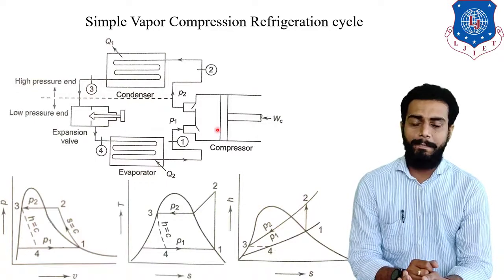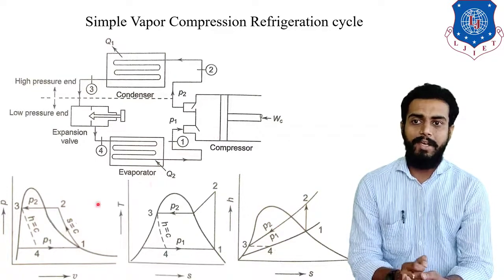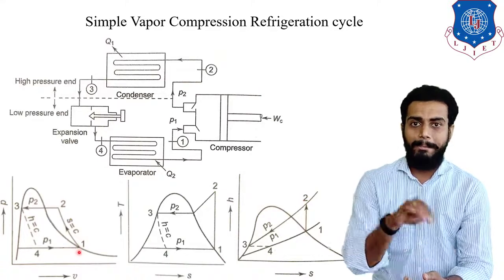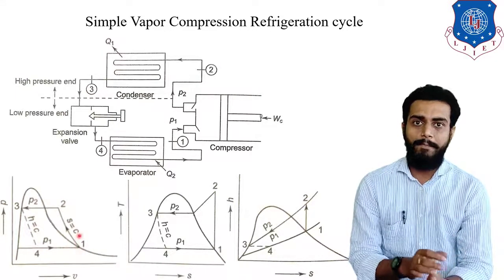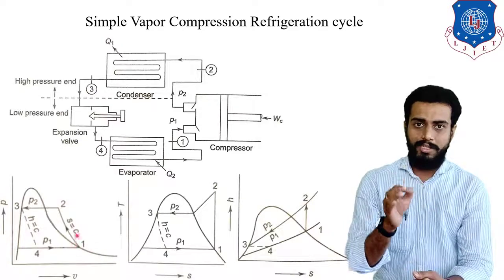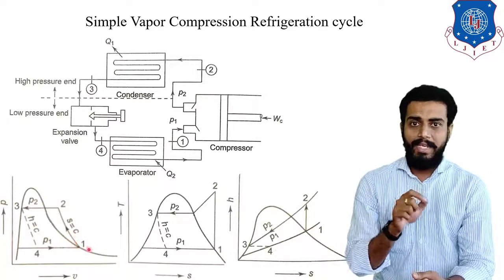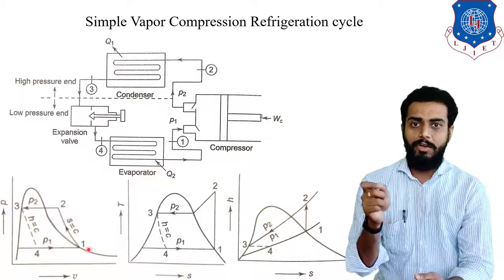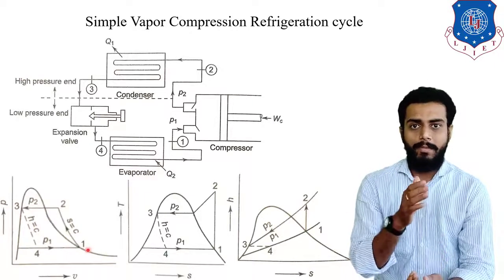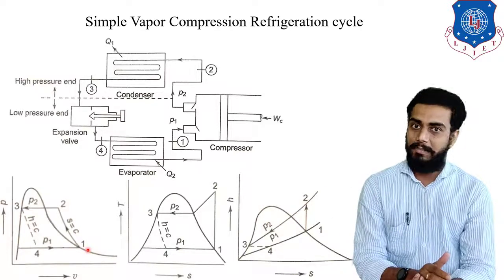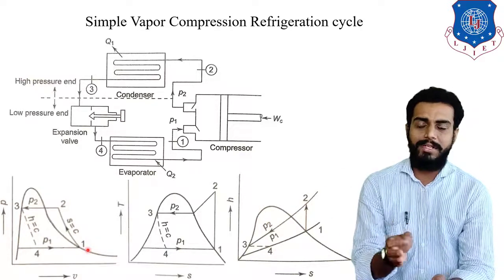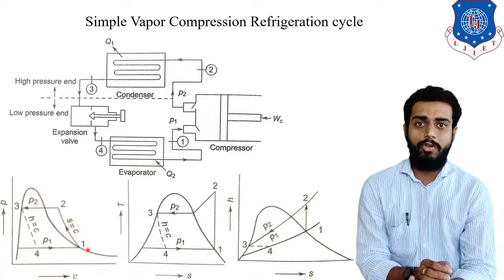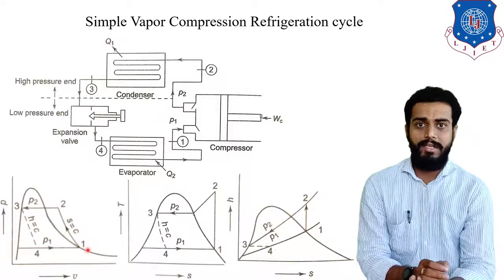If you observe the PV diagram, point number 1 is plotted on the saturated vapor line. The meaning of plotting a point on the saturated vapor line is that it is in the dry saturated state. What is the meaning of dry saturated state? Refer to the steam formation diagram lecture. Dry saturated state means your dryness fraction is equal to 1. The vapor does not have any moisture particle in it.